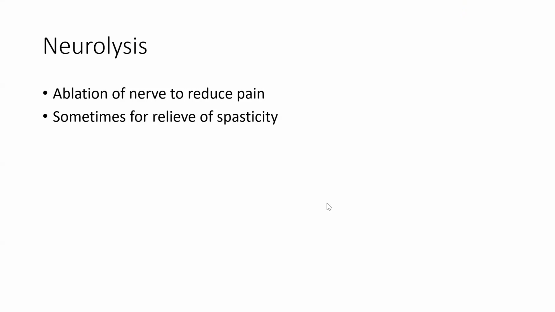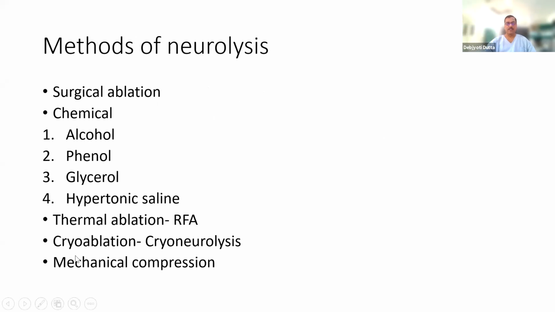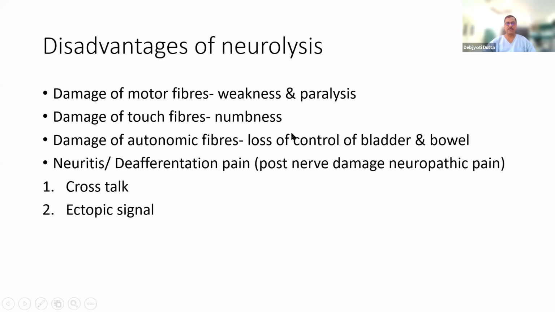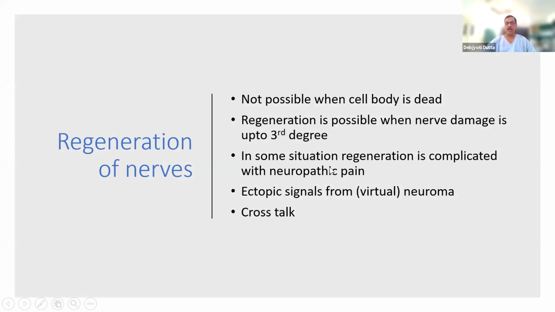Yes, sir. Okay. So neurolysis, I told you earlier, is for two purposes. One is to reduce pain and second is sometimes for spasticity. And these are the different ways I've already discussed. One disadvantage discussed, this is very important, is deafferentation pain. Sometimes this is called neuritis pain. And this is because of two mechanisms. One is crosstalk, another is ectopic signal development because of the high density of sodium channels.